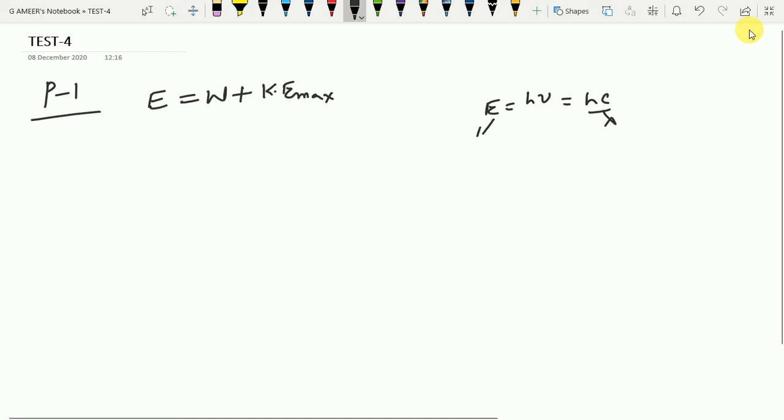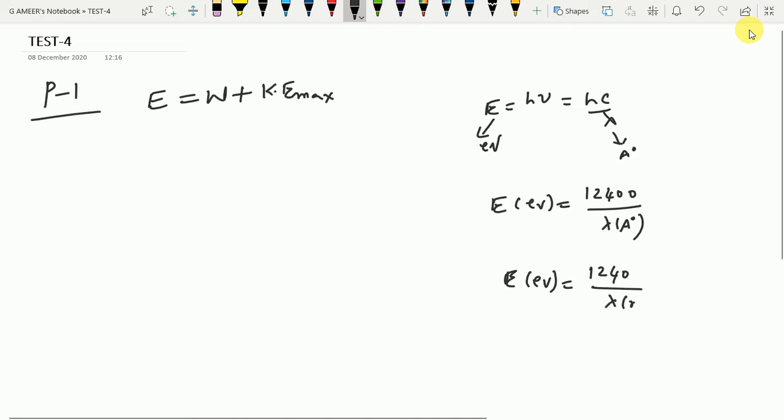If energy is in electron volts, I can put lambda in angstroms or otherwise nanometers. So energy in electron volts is equal to 12400 divided by lambda in angstroms, or otherwise energy in electron volts is 1240 divided by lambda in nanometers. According to this formula, lambda is given as 200 nanometers, so we get the energy in electron volts. Then the work function we need to calculate.